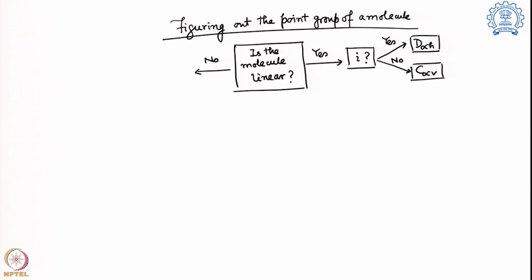For a linear molecule, I can easily find out with only two questions: are you linear, and do you have a center of symmetry or not. If the answer is no, then we ask the question: do you belong to any special symmetric group?